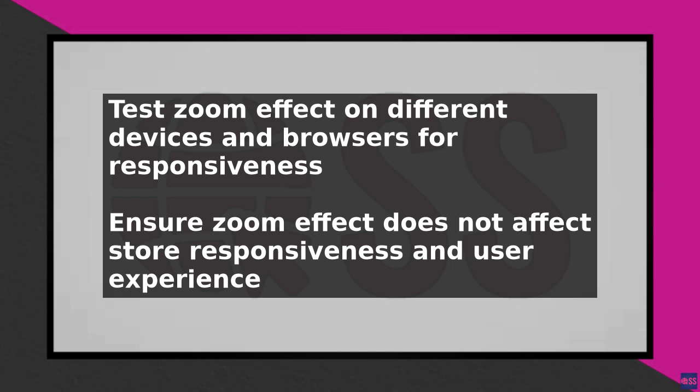In conclusion, zooming in on an image on hover in Shopify can be achieved by adding some CSS and JavaScript code to your theme. By following the steps outlined in this guide, you can easily add this feature to your store and enhance the user experience.